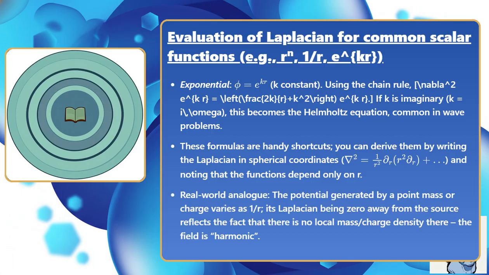Real-world analog. The potential generated by a point mass or charge varies as 1 over r. Its Laplacian being 0 away from the source reflects the fact that there is no local mass or charge density there. The field is harmonic.